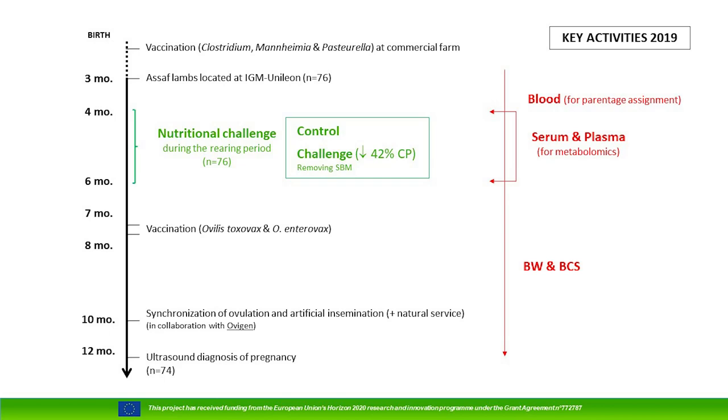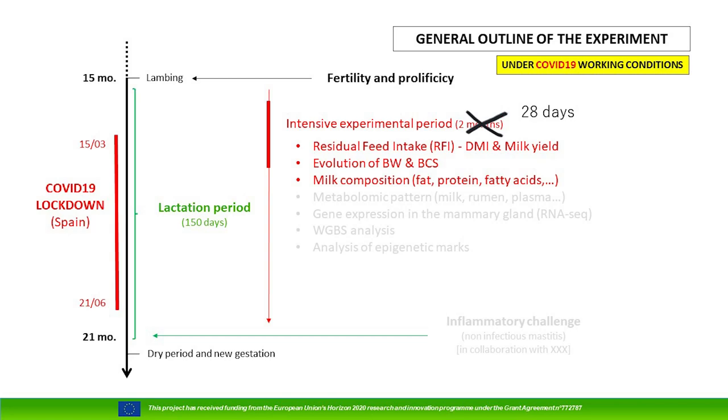This is more or less the global timetable for the first part of the year of these animals. This is the nutritional challenge that I showed you. And during lactation, in the first lactation, the normalized lactation in ASSAF is 150 days. There is one intensive experimental period that was planned for 2 months, plus 2 or 3 weeks of adaptation that was defined in the previous talk. And in this case, we estimate the feed efficiency index and the milk composition also that is necessary. And as I showed you, some molecular biomarkers.